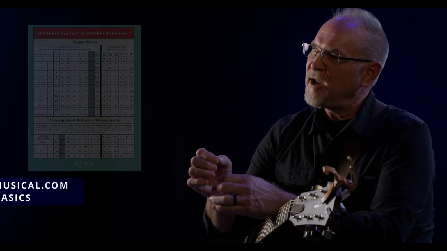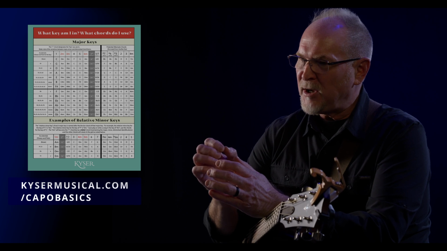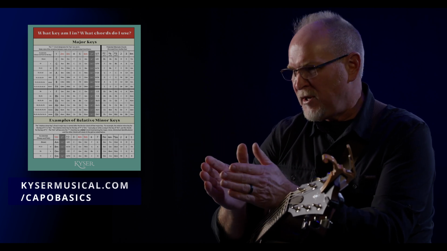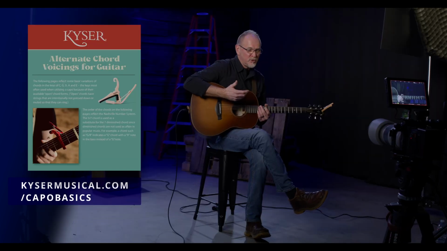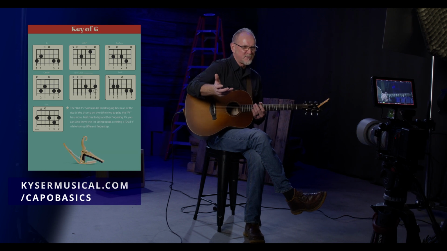Easy on-ramp in all of those keys. So check out the attachments. Make sure that you're looking through what key am I in, what chords do I use. You'll also see some alternate chords that you can use in writing songs. We're borrowing other chords from other keys, but sometimes they fit really well into some different keys.